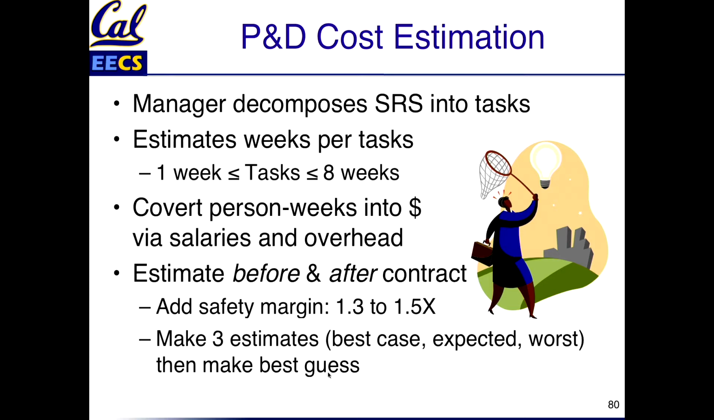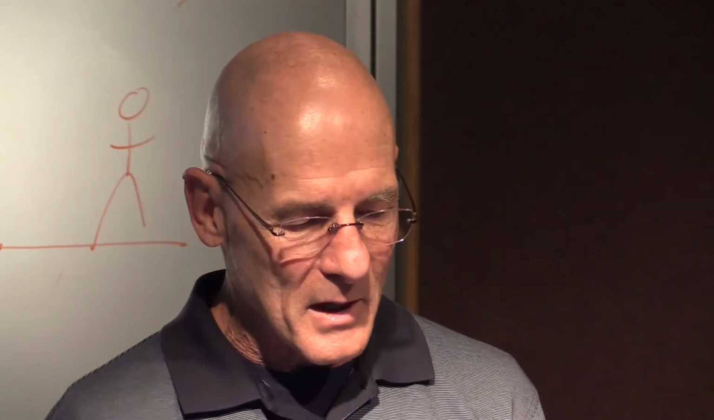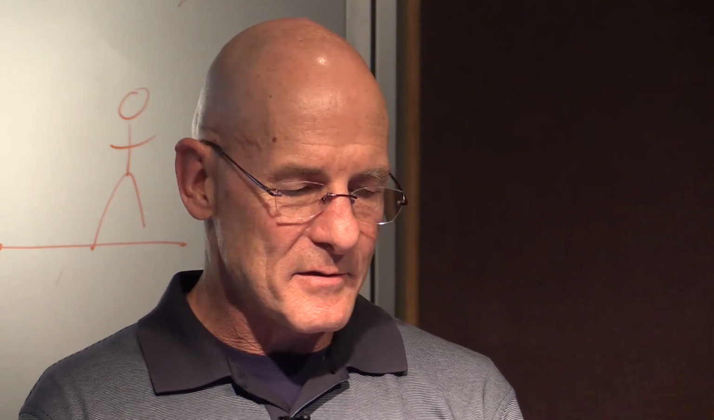Another idea is you make 3 estimates. You make the best case estimate, the expected case, and worst case. And then after you look at all those estimates, then you make your best guess. All right? That's the cost model that goes ahead. And now there's 2 kinds of approaches to how to do that.